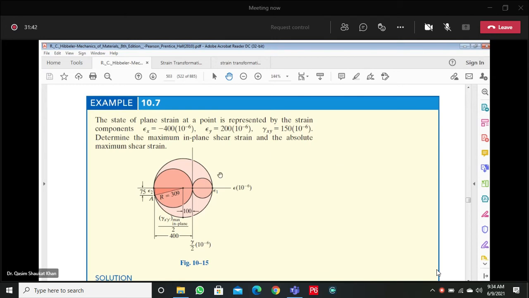First step is, see, we have to calculate the principal strains. We do not have the values of the principal strains. So first I need to calculate epsilon 1 and epsilon 2. Then I can determine the maximum in-plane shear strain and the absolute maximum shear strain. In this question, it is not given whether we have to calculate the principal strains with the help of Mohr's circle or with the help of the direct equations.